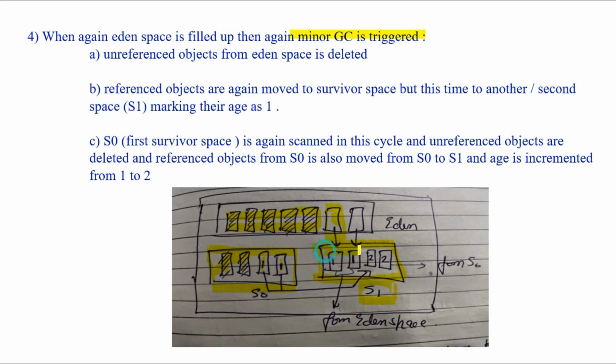So these two are the objects from Eden space, the newly born objects, and these two are the objects from survivor space 0, which have age 2.